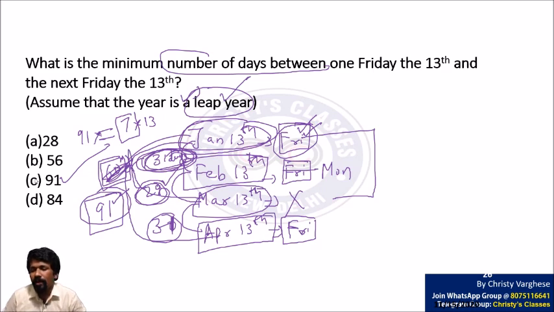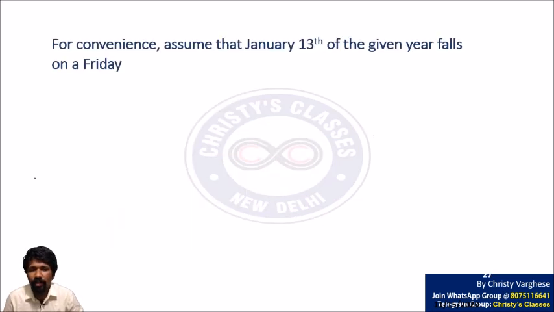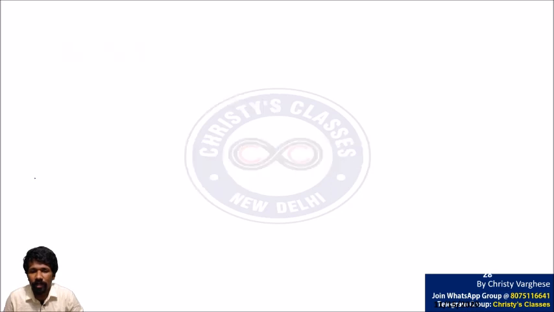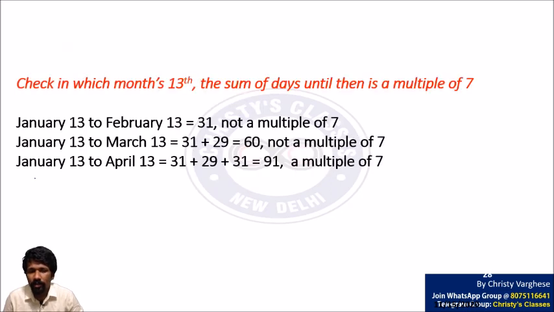If the word leap year was not there, I mean if ordinary year was given or if nothing was given, you can take all the cases. That means an ordinary year can be considered. If an ordinary year is considered, 28 will be the answer, because Feb 13 and March 13 will be the same day of the week, as there are 28 days. 28 is a multiple of 7.